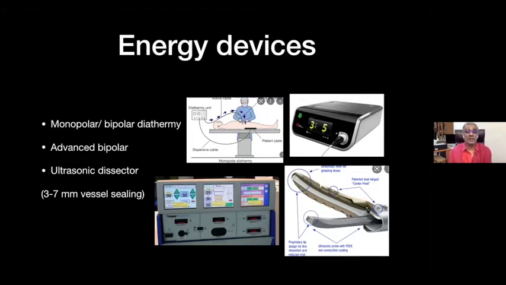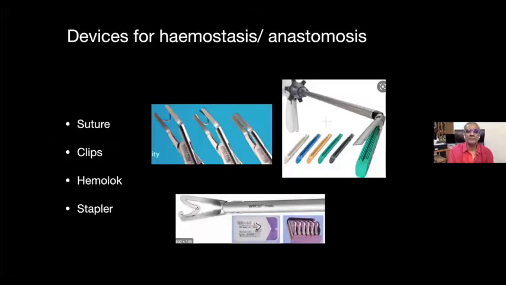When you use these energy devices individually without clips on a named vessel, like say in colorectal, the IMA, please apply it at the right angle. If you are not applying it onto the vessel at the right angle, the diameter of the vessel actually becomes larger, and then it may not seal. If you worry, clip and use the vessel sealing.